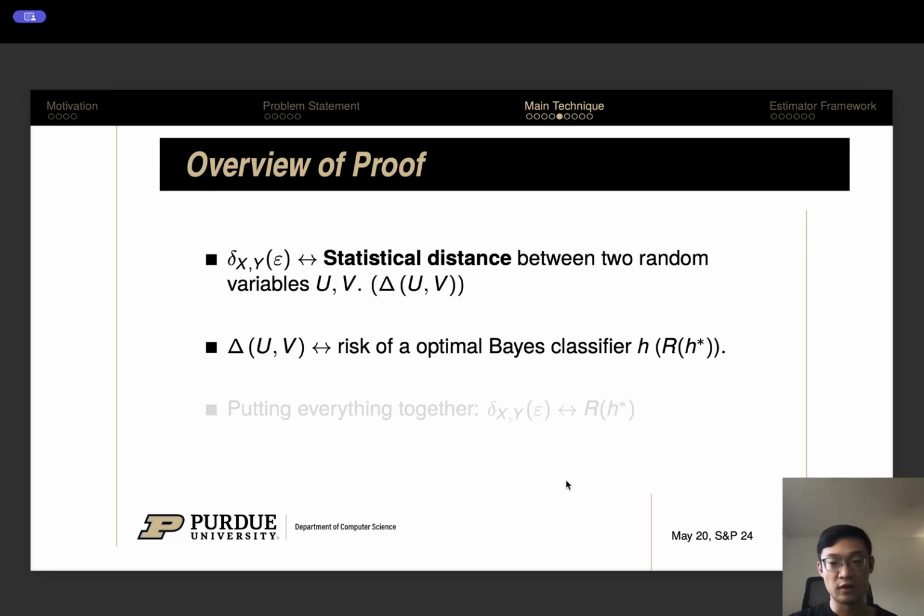Recall how we defined the H star in the previous slide. And then the third step is to put everything together and show that computing the indistinguishability spectrum is equivalent to computing the risk of the optimal Bayes classifier.